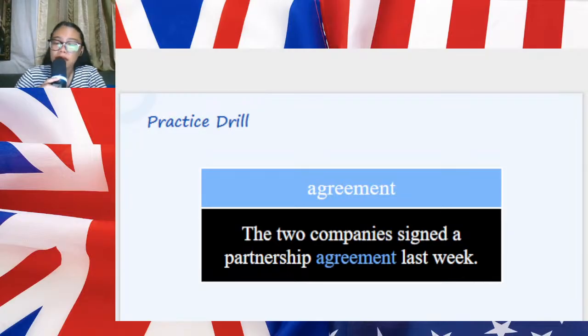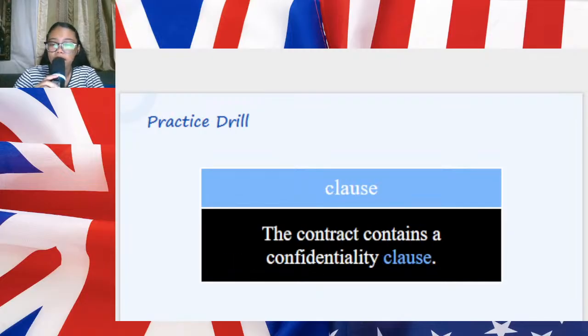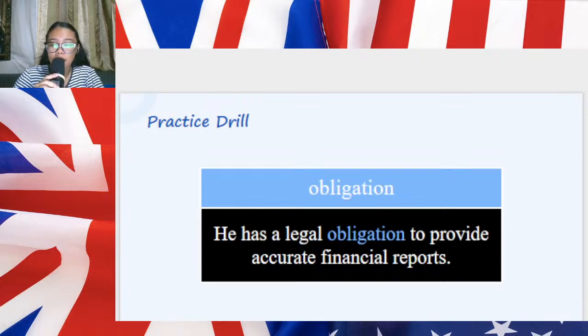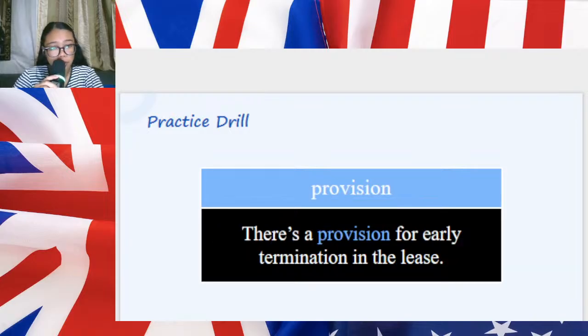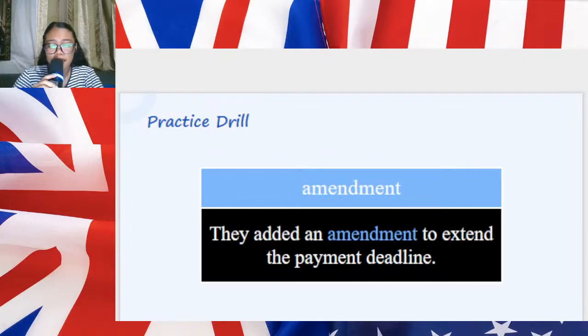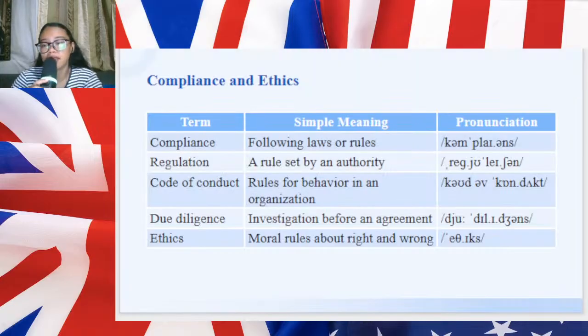The two companies signed a partnership agreement last week. Clause. The contract contains a confidentiality clause. Obligation. He has a legal obligation to provide accurate financial reports. Provision. There's a provision for early termination in the lease. Amendment. They added an amendment to extend the payment deadline. And that's the last term for the first set of words.